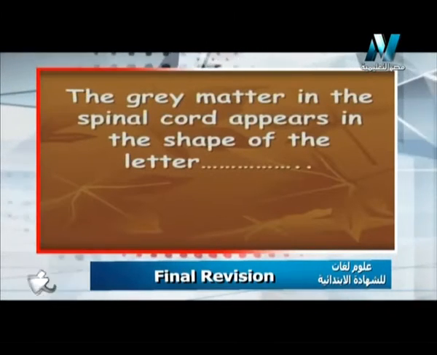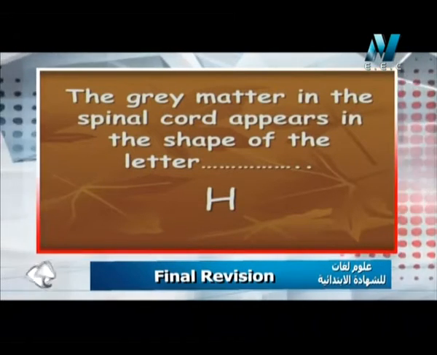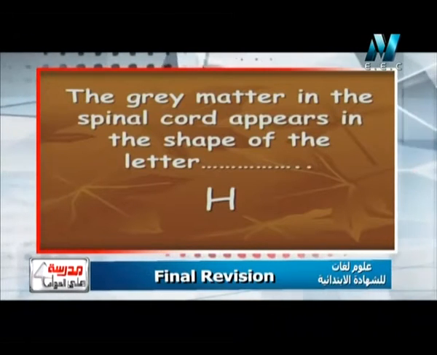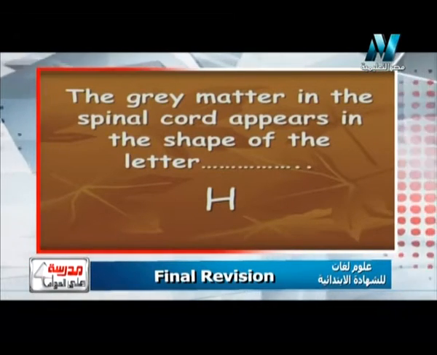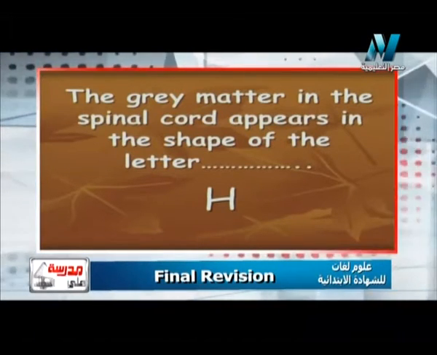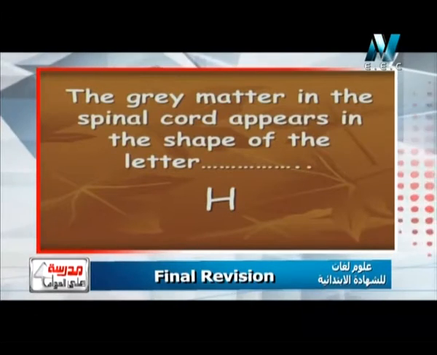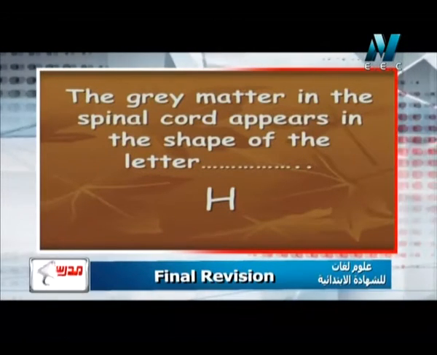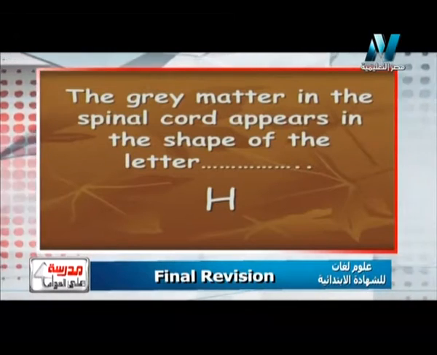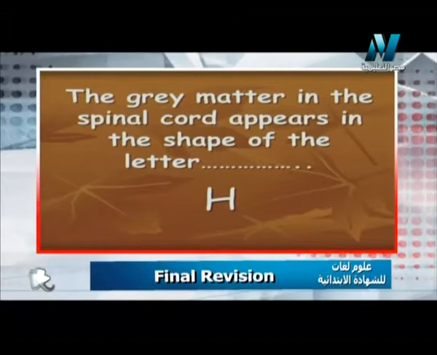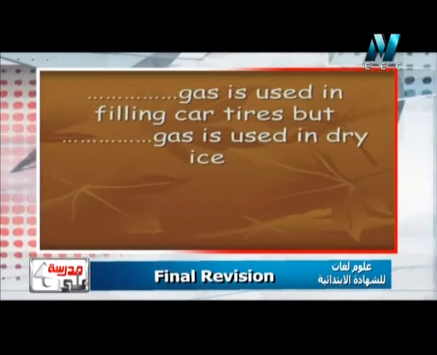Another question. The gray matter in the spinal cord appears in the shape of the letter, I think it will be the letter H. All of us know that the spinal cord has gray matter from inside and white matter from outside, and these colors are the opposite of the cerebrum or the two cerebral hemispheres, because the cerebral hemispheres have gray matter from outside and white matter from inside.